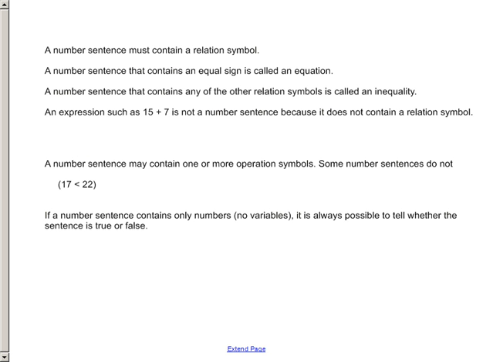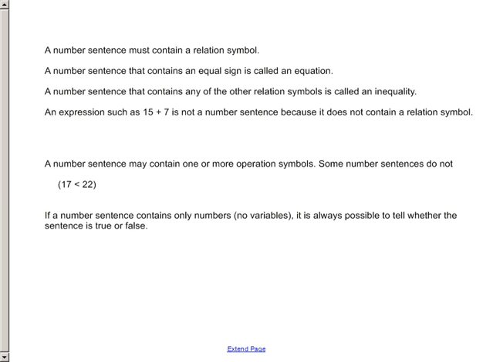So here are some things about number sentences that are important to know. A number sentence has to have a relation symbol, a greater than, less than, equal to, not equal to sign. Then a number sentence that contains an equal sign is called an equation. And we've talked about that equal sign, that on either side of it, we have quantities that are equal. A number sentence that contains any of the other symbols, like a less than sign or a greater than sign, is called an inequality.